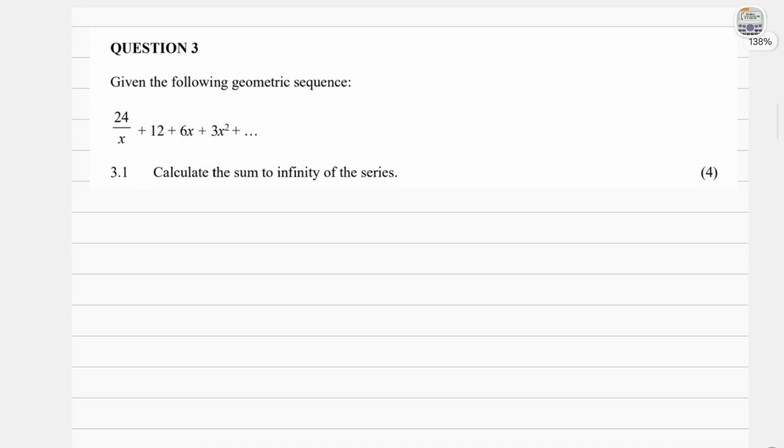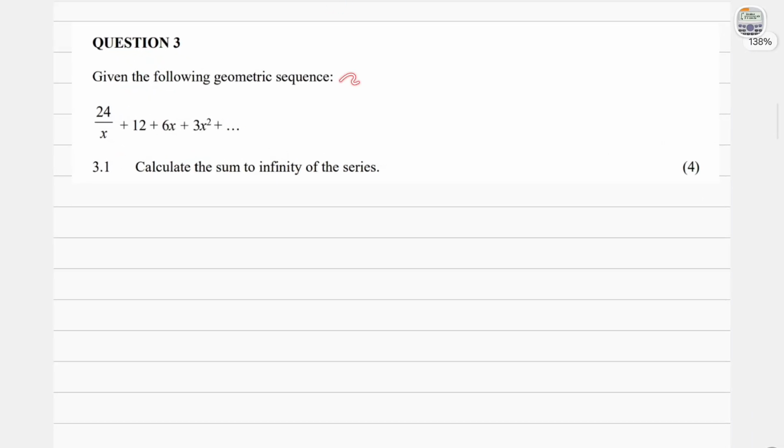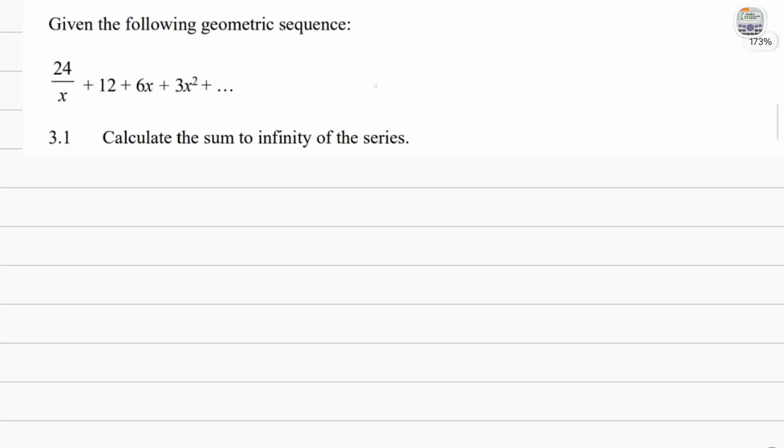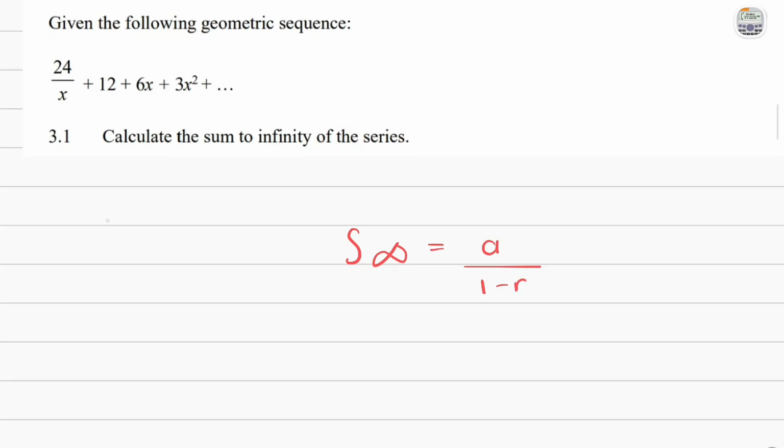Question 3 says, given the following geometric sequence, and we can see it's in terms of x, calculate the sum to infinity. So with the sum to infinity, remember that our formula is the sum to infinity is equal to a over 1 minus r. So we just need the value of a and r. So a is the first term in our geometric series, which is 24 over x.